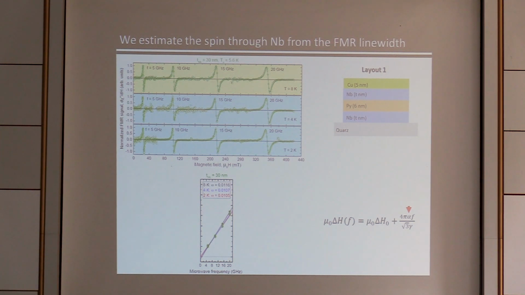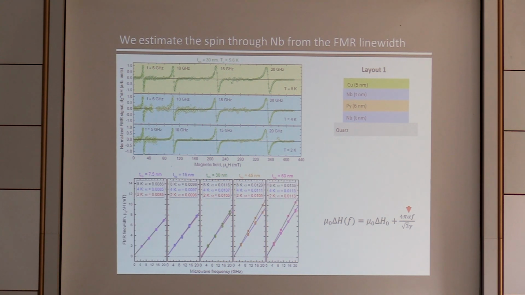From the gradient of this line, we can extrapolate the dynamic component of damping, which gives an indication of how much spin angular momentum is lost from the permalloy into the niobium. You notice here, very slightly in this graph, that at low temperatures, below the transition temperature of niobium, the gradient decreases slightly. So this seems to indicate that the Gilbert damping is slightly decreased when the niobium becomes superconducting.